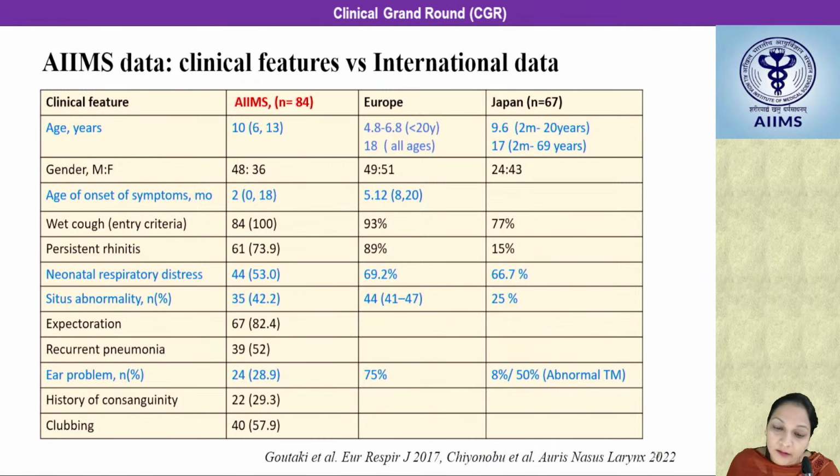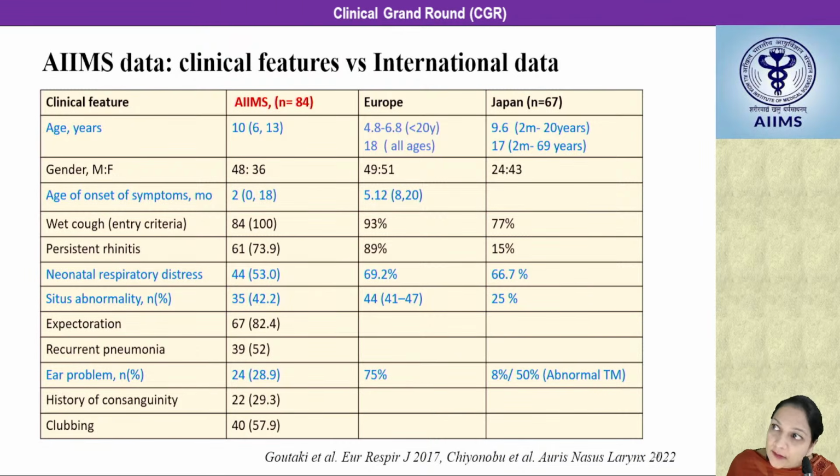Now, if we compare the clinical features of our patients with the international data, we can see that the age of diagnosis at our center was around 10 years, whereas in Europe and America, it is around 4.8 to 6.8 years, depending upon the geographical location. Whereas in the Japanese cohort, it was again 9.6 years, similar to our age group. The age of onset of symptoms is quite early, that is below 6 months in our age cohort also, and in the European cohort also.